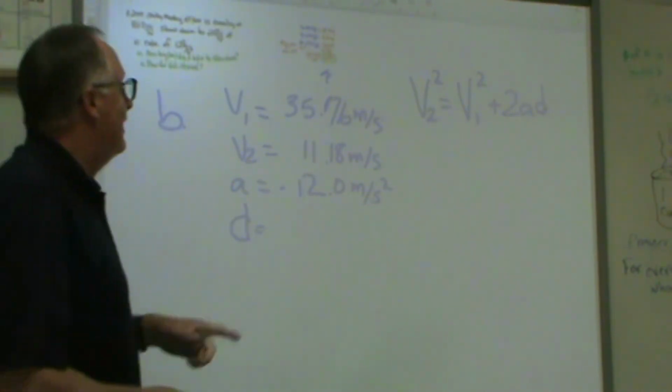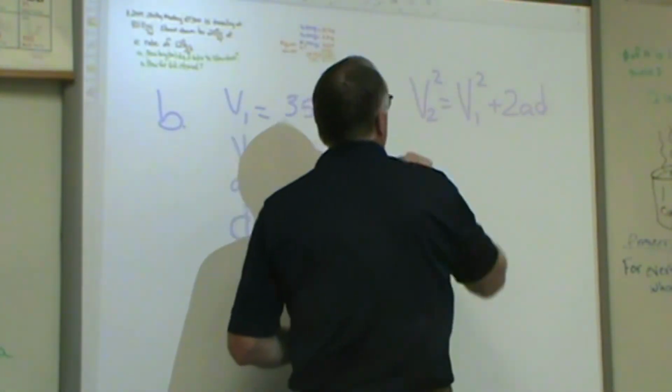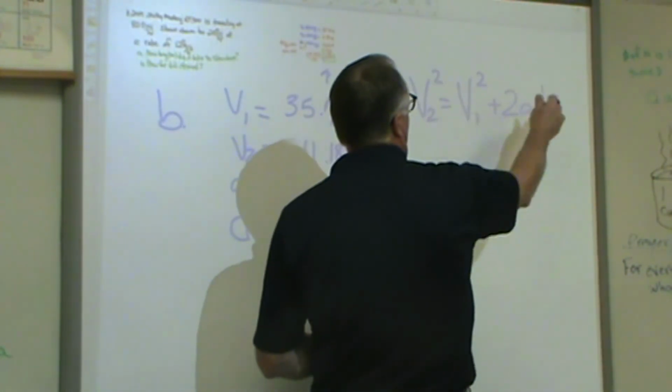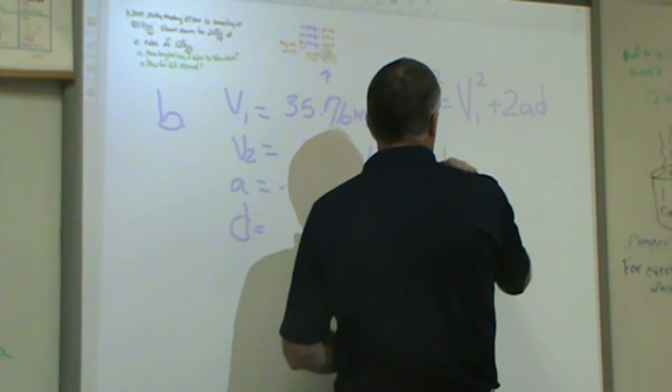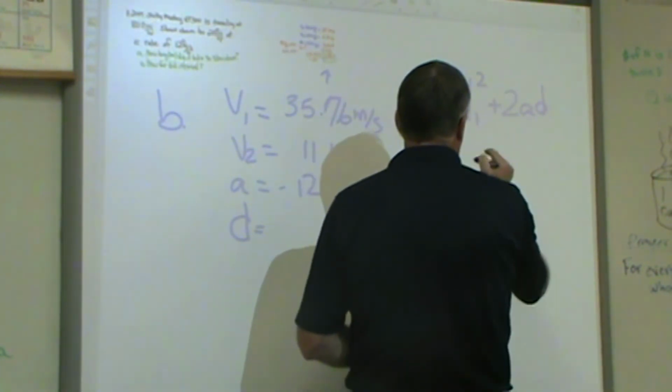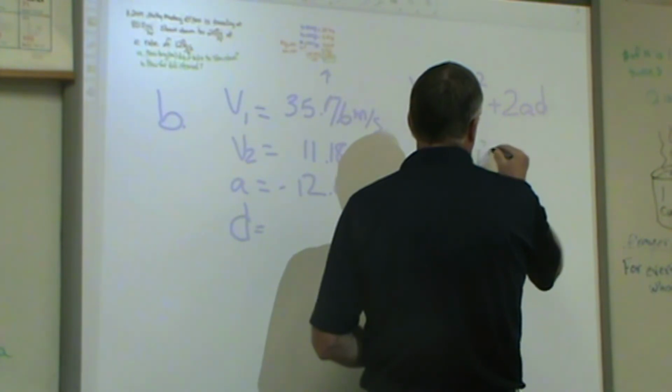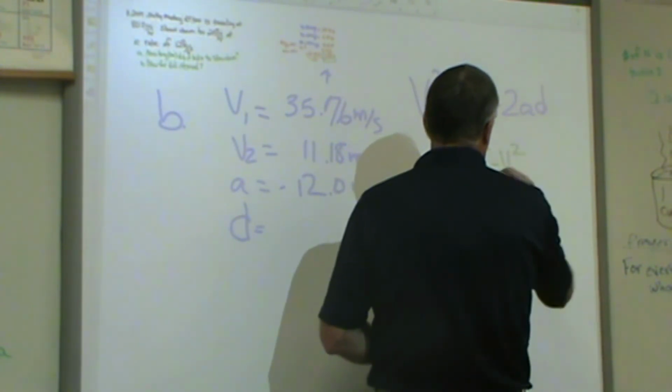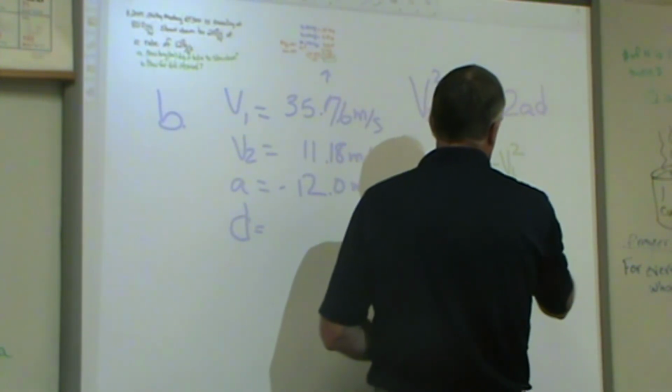And we know everything else. So again, I will do the boomer thing and solve it for D first. D equals, just do the algebra, V2 squared minus V1 squared all over 2A.